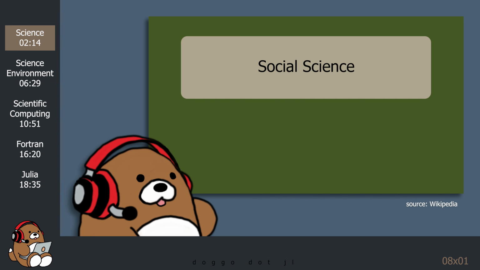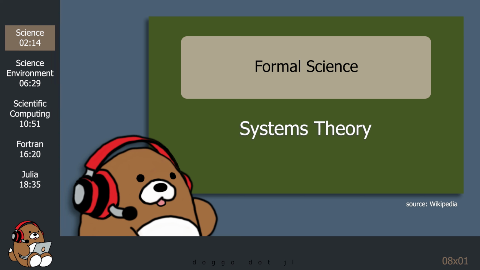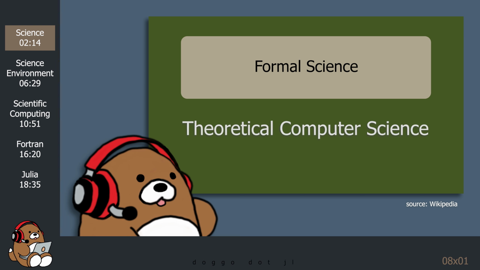Social science is the study of human behavior and functioning of societies. It has many disciplines that include, but are not limited to, anthropology, economics, history, human geography, political science, psychology, and sociology. Formal science is an area of study that generates knowledge using formal systems. A formal system is an abstract structure used for inferring theorems from axioms according to a set of rules. It includes mathematics, systems theory, and theoretical computer science.